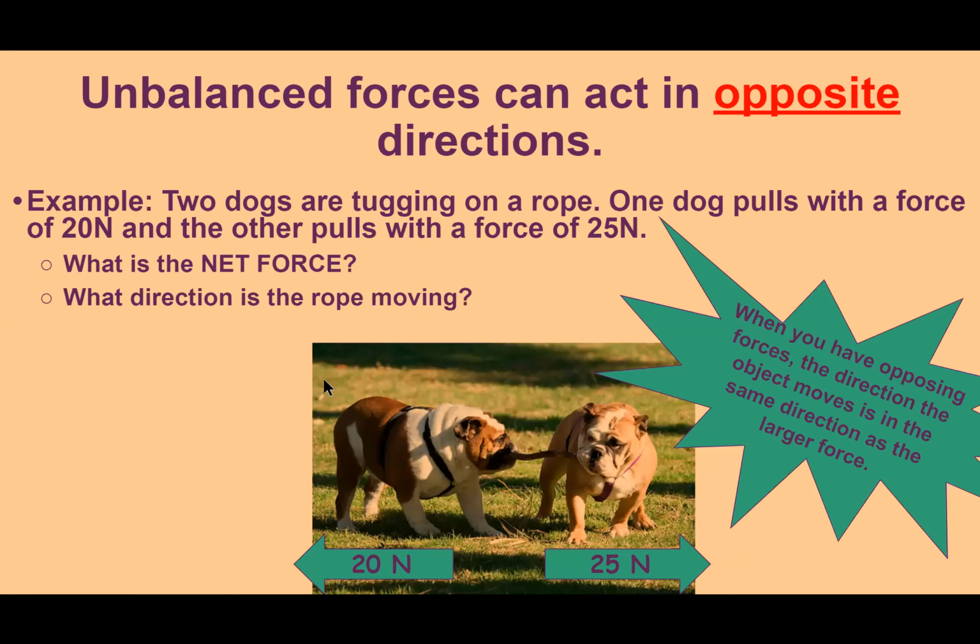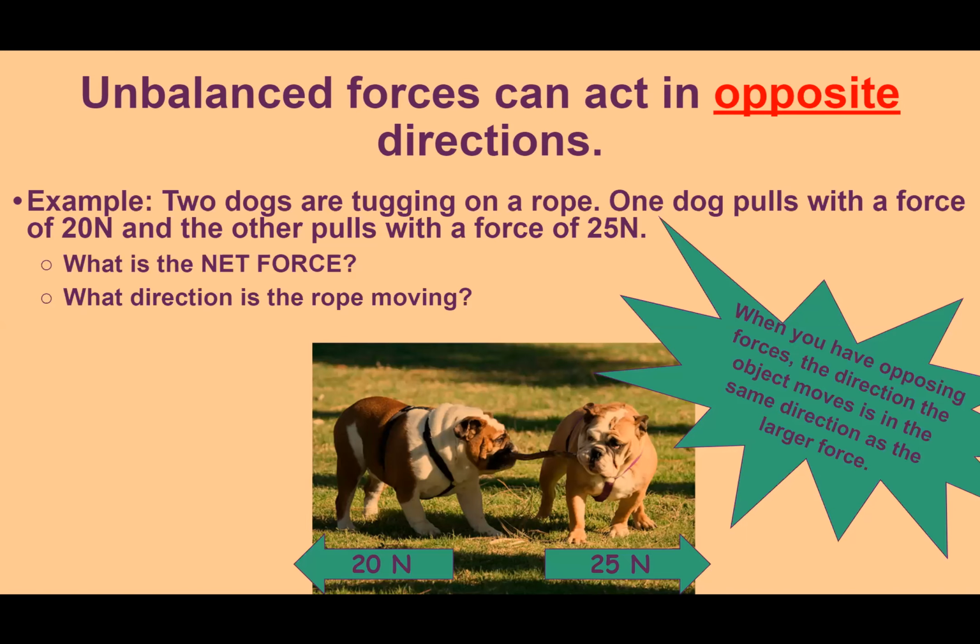Now we're on the last slide. Unbalanced forces can act in opposite directions as well. Just as we saw in the push-pull example, the tug of war, here we have two dogs tugging on a rope. One dog pulls with a force of 20 newtons. The other is pulling with 25 newtons. Can you tell me what direction the rope is going to go? And what is the net force?